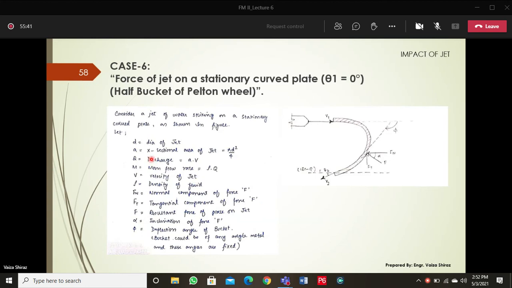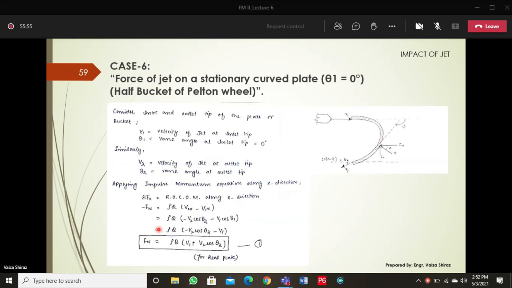So the remaining parameters are all the same: diameter, area, discharge, mass flow rate, velocity, density, Fn, Ft, F, alpha and phi. Now your procedure is the same: you find Fn and Ft by applying the equation along the x and y axes, then their resultant will give you F. More or less all these steps and parameters are the same.